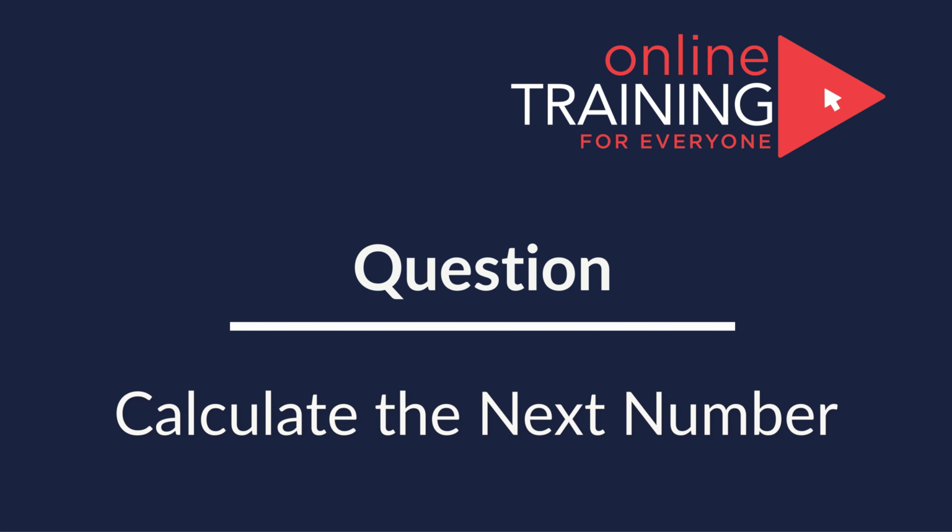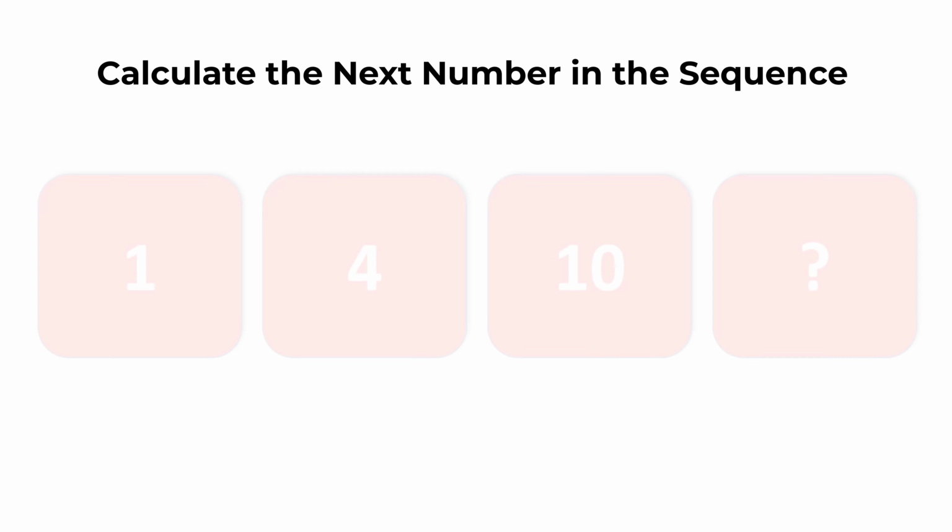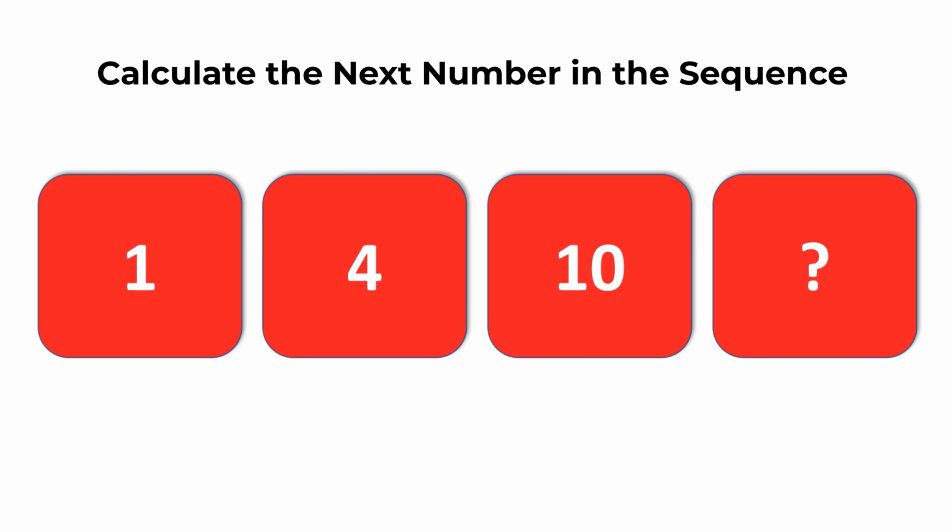Here's an interesting question which requires you to calculate the next number in the sequence. You are presented with 4 numbers. 3 of them are visible, and the 4th number you need to calculate. So the first 3 numbers are 1, 4, and 10, and you need to calculate the 4th number.